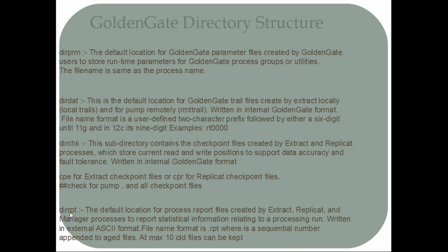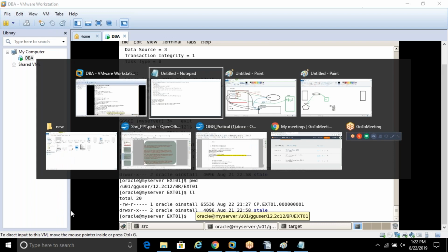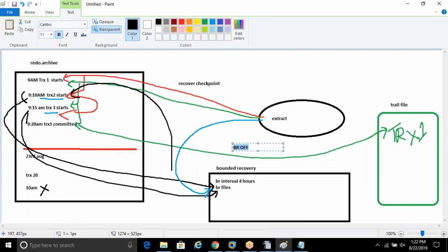As you were just describing BR, do we have a BR for our replicate as well? No, see, there is no such file for replicate or pump, because replicate and pump have no need to work with the archive log. All they need is the trail files.